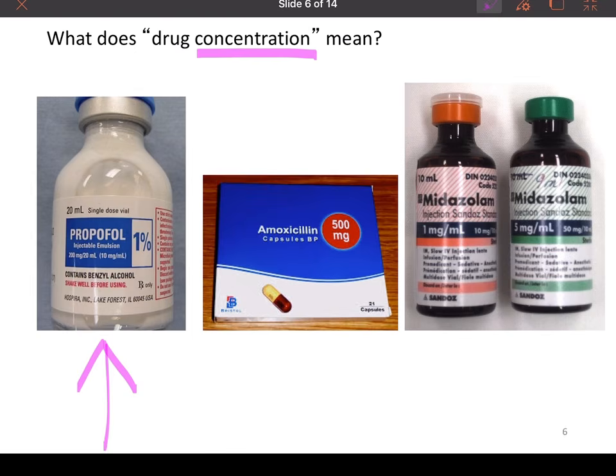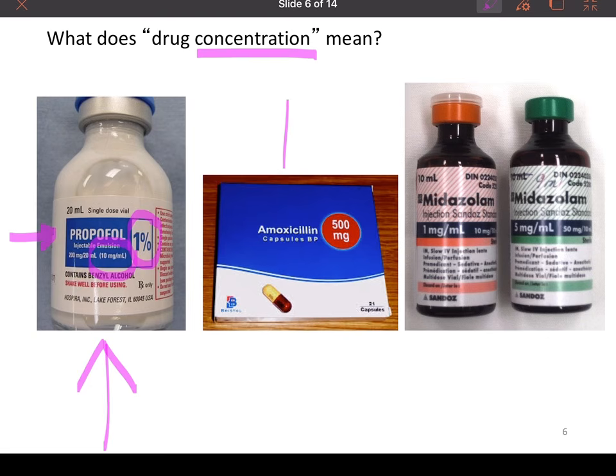If you pick up this one on the left, this is propofol. This is an injectable anesthetic drug. You can see in big blue letters right on the front, it gives you the concentration in a percentage. We're going to talk about solutions later on. 1%, this is a 1% solution of propofol, but they've kindly given you the concentration in mgs per mil too on the label. You can see it down there, 10 mgs per mil.